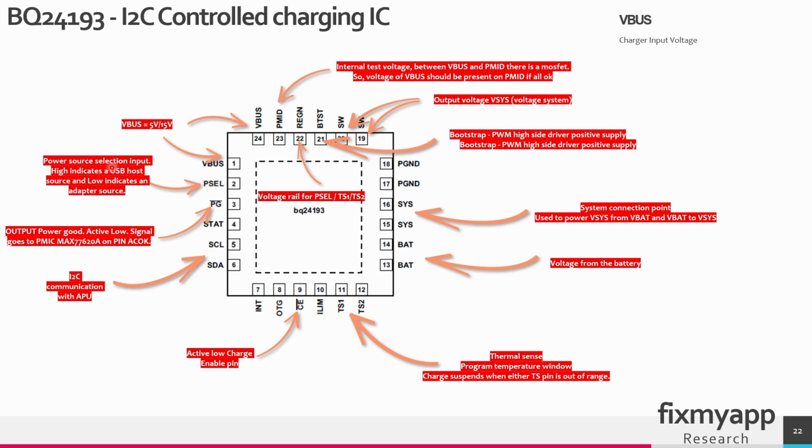Pin 2 is a power selection input. High indicates a USB host and low indicates an adapter source. I don't know exactly what this pin is doing. I cannot explain that one.